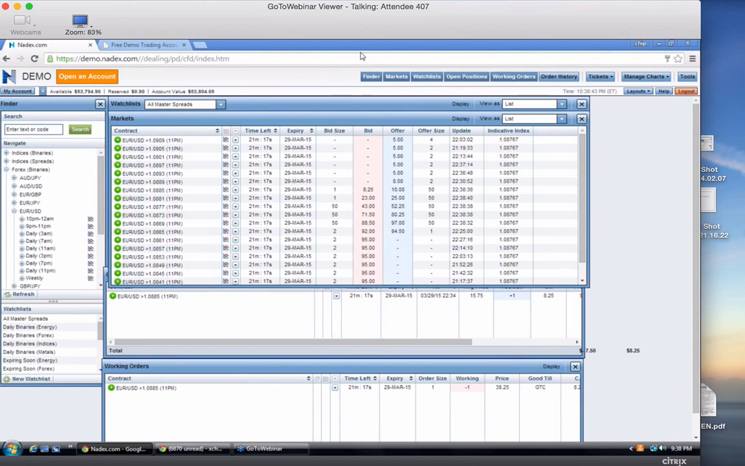Now, if you happen to do a binary, and you go into expiration and you're on the wrong side of the trade, you lost, you're done. There's no additional fee. You just walk away. Okay? And it's just pretty much that simple.